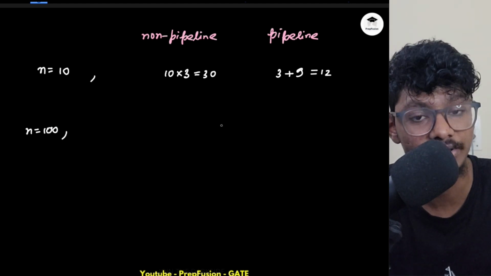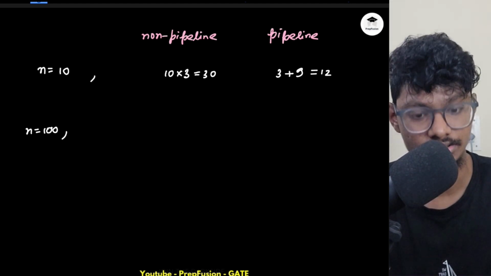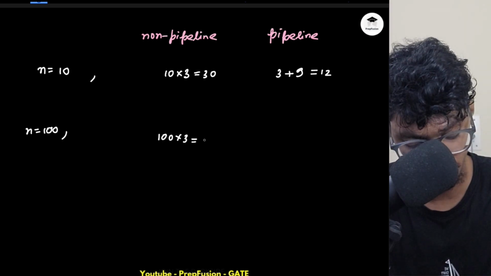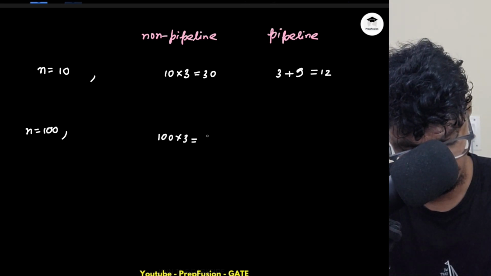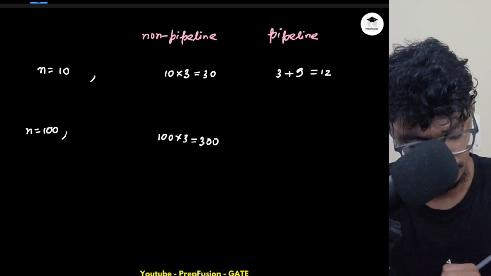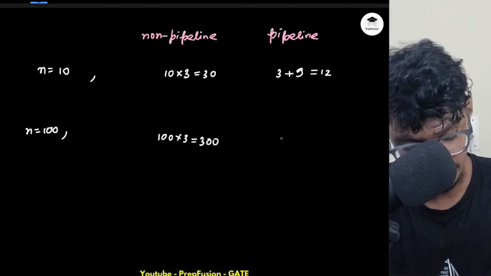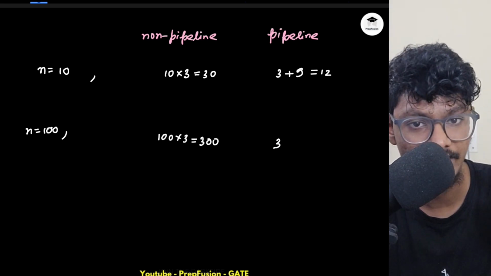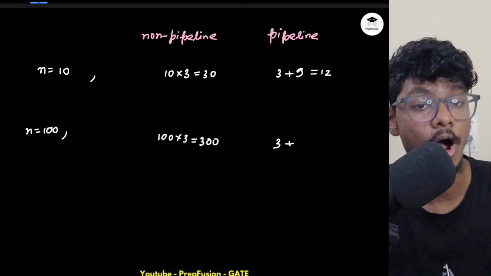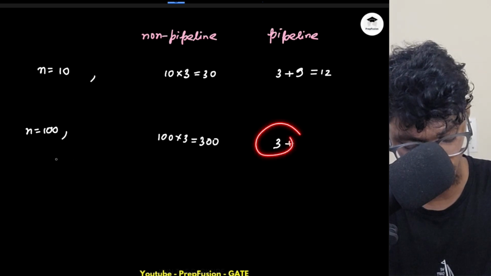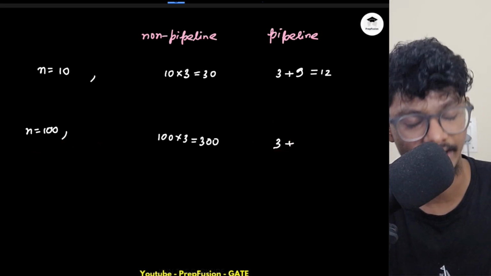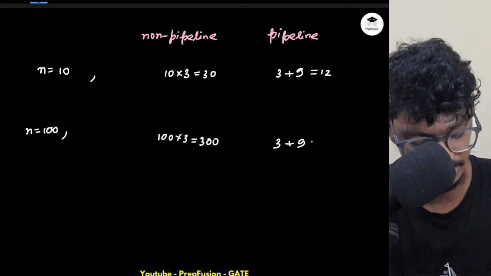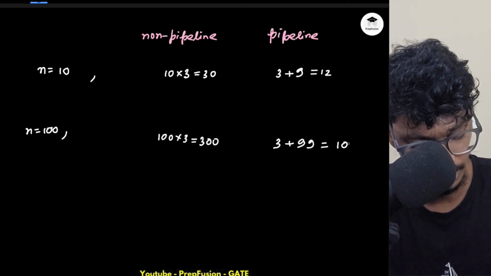If I increase n to 100, how many cycles will it take me for the non-pipelined architecture? It will be 100 times the number of stages for each instruction, that is 3. Total cycles will be 300 cycles. For pipeline, how many? For the first instruction, again it will take me only 3 cycles. For every other instruction, it will only take me 1 extra cycle. How many instructions are left? 1 instruction has already been executed out of 100, so 100 minus 1, that is 99. So it will be 102.